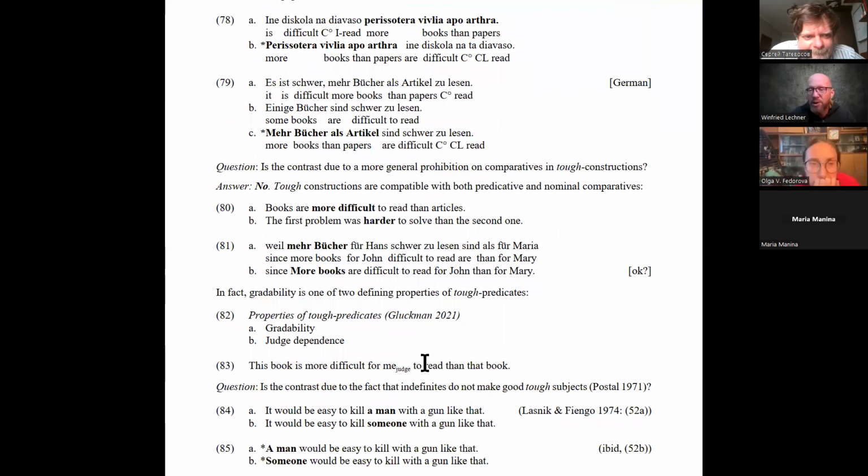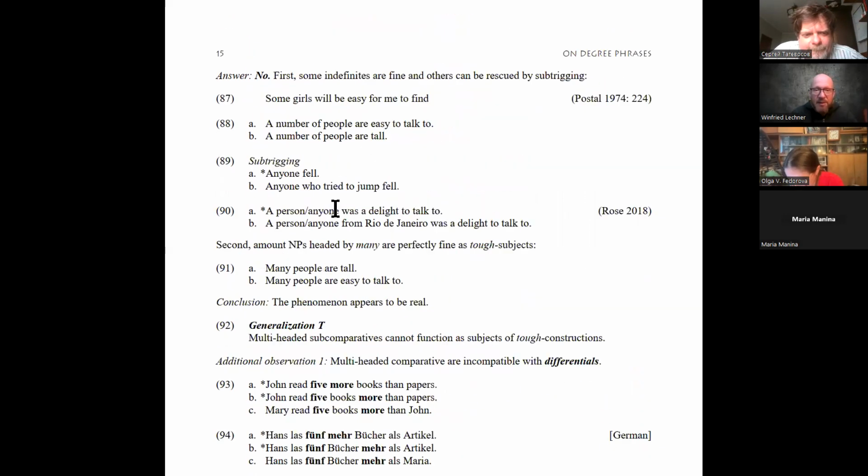One question is, is it a more general prohibition against combining the tough construction with comparatives? Is it that the binding relation of the degree argument in comparatives intervenes or blocks, or is blocked by, the binding relations that you find in the tough construction? Well, that's not likely to be the case, because you can say things like, books are more difficult to read than articles. Here we have a tough construction and we have a comparative. The first problem was harder to solve than the second one. Totally fine. So it's not that simple.